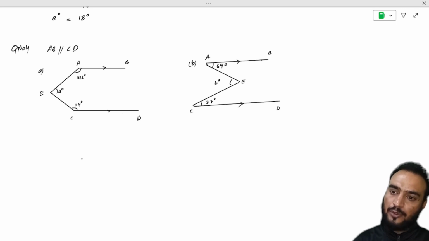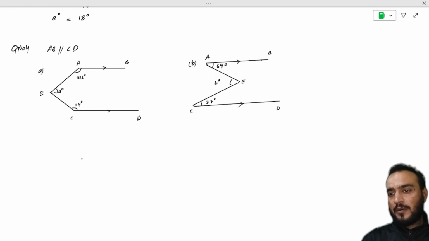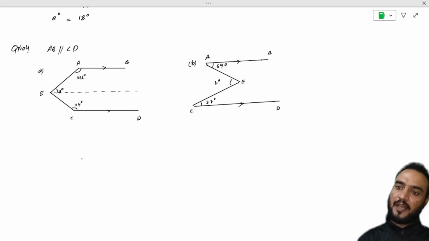We have to find the value of A. So let us draw a parallel line, an imaginary line, at point A like this. This is the third line, which will be parallel to the lines AB and CD at the same time. So the angle A degree is split into two angles, this one and this one.